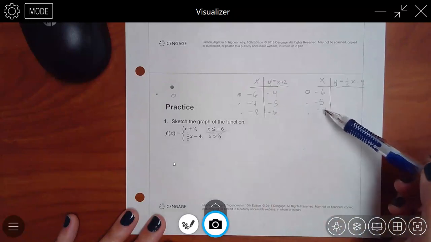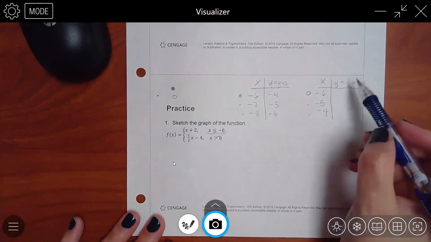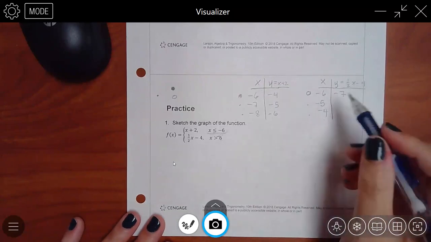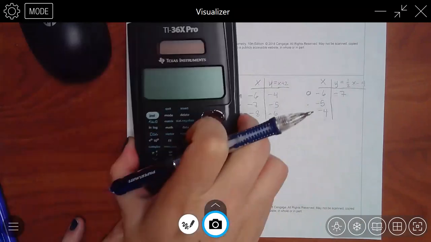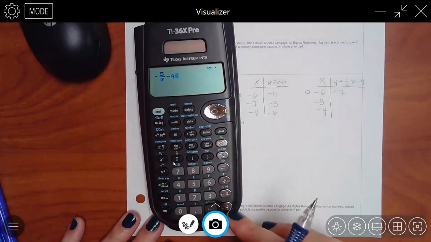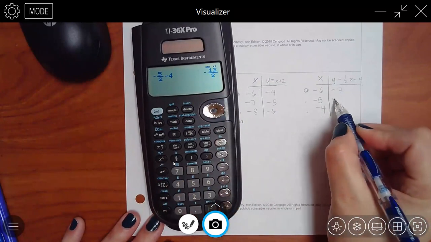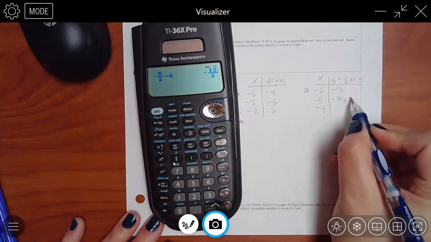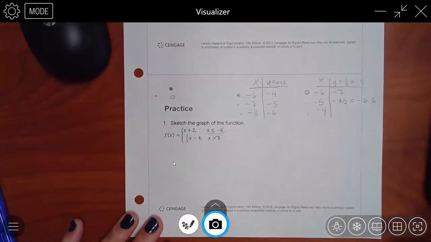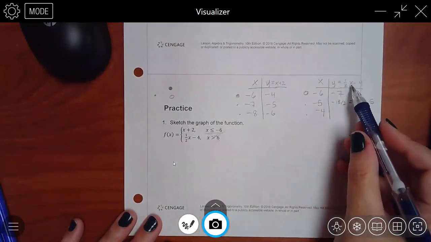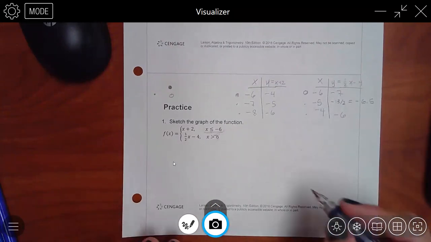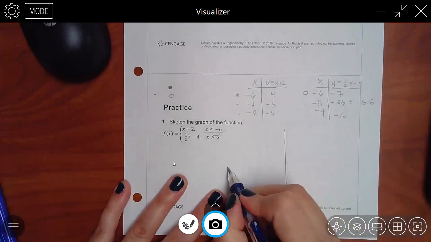Now, when I go to plug in these numbers over here, I'm going to end up with -3 minus 4, which is -7. Oh, that one's funny. -5 minus 4 is -13/2, which is also -6.5 when I go to graph it. And then -2, that's going to be -6. Okay, so I have these points here. And now let's see what it looks like.